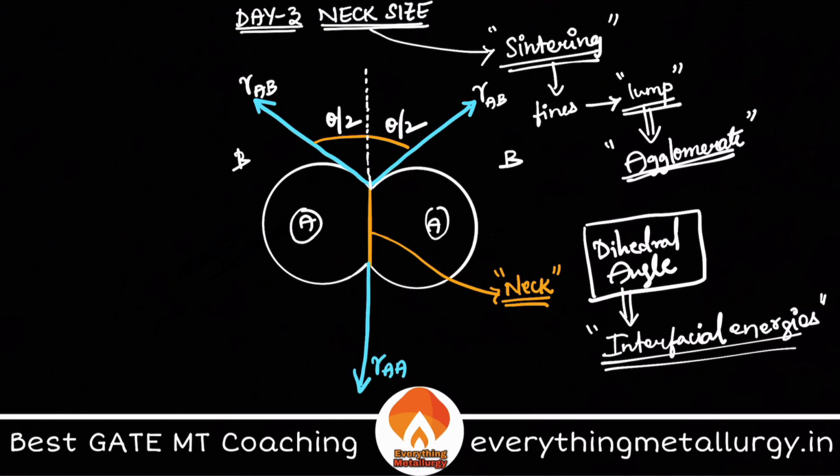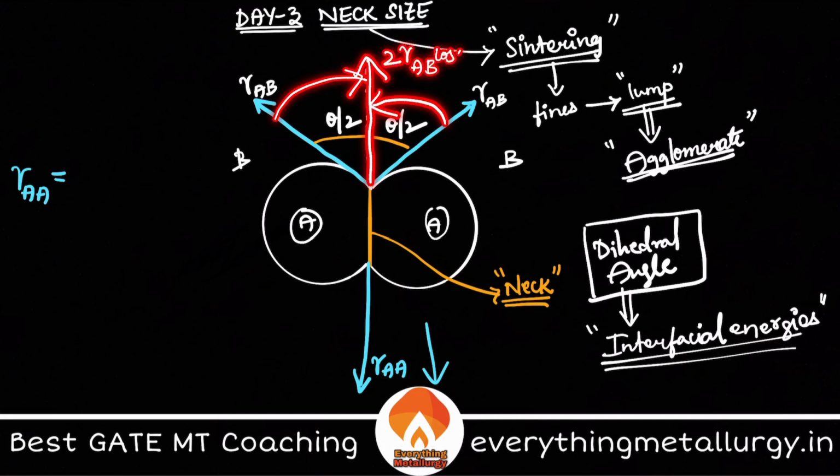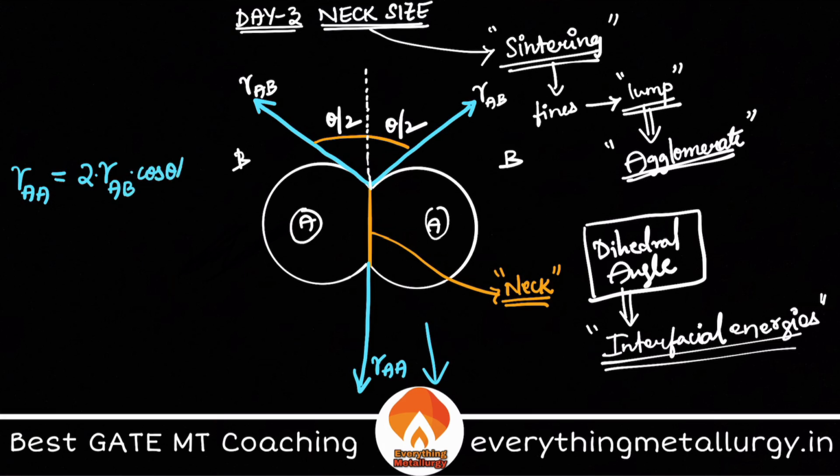So here we will take a direction, let's say the negative y direction, and equate the forces. Downward we have gamma AA, equal to, on the upper side, the components of these two, right? So this is theta by 2. What will this be? This will be gamma AB cos theta by 2 plus gamma AB cos theta by 2. So totally it will be 2 times gamma AB cos theta by 2, right? So if you just replace it here, 2 times gamma AB cos theta by 2.